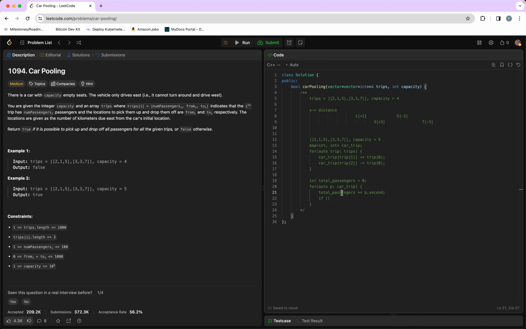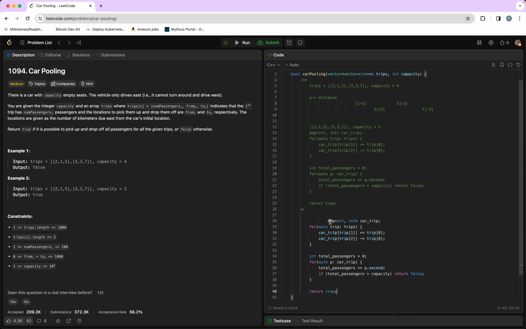Now if the total passengers happens to be more than our capacity, we would be returning false. That is, we cannot accommodate this scenario, and if this condition never arises, we would be returning true. Alright, now let's quickly submit this code to see if it is working as expected. I hope it would be working as expected. Let's just try to run it.